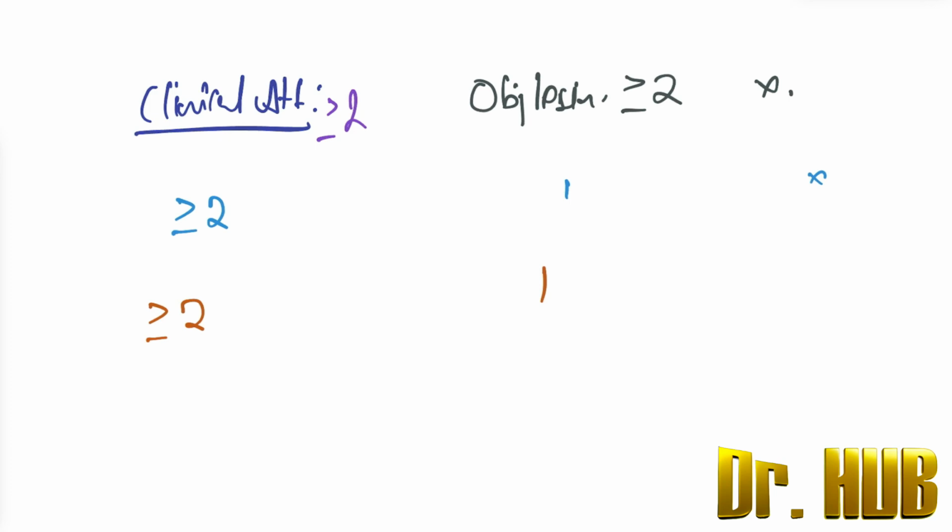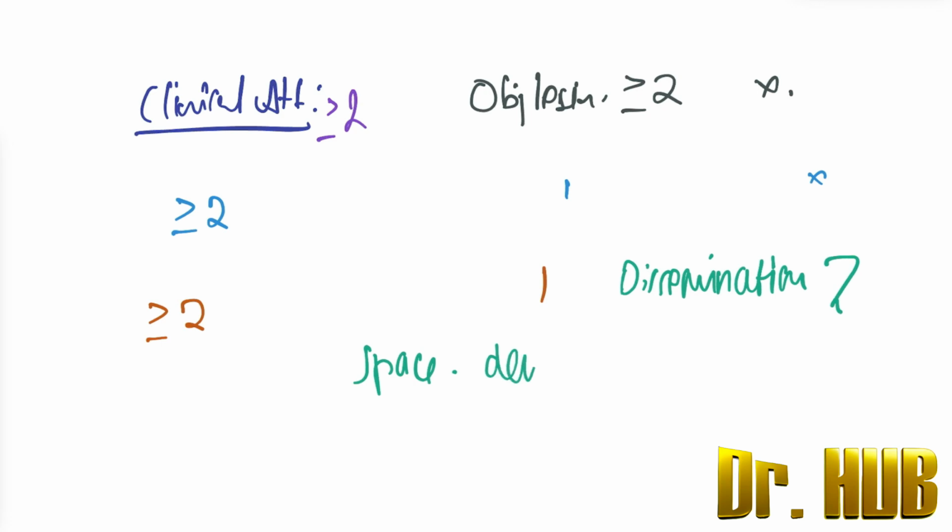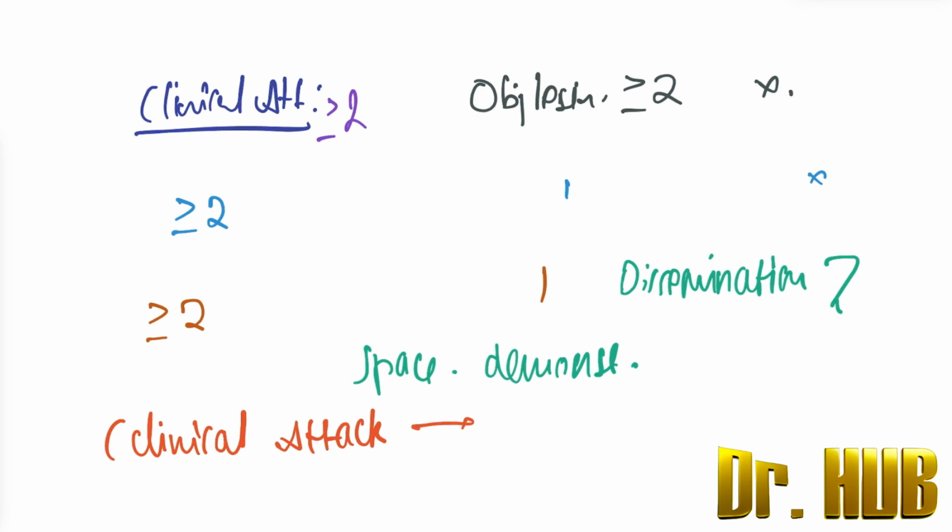So there is dissemination, and this is seen in space. Dissemination in space is demonstrated by a clinical attack implicating a different CNS site, or by the MRI.